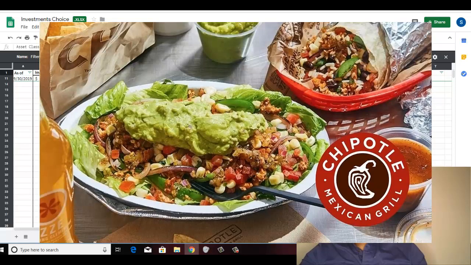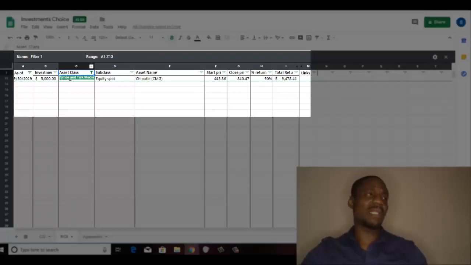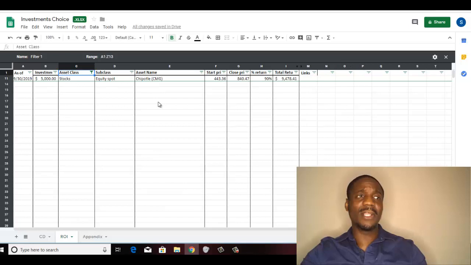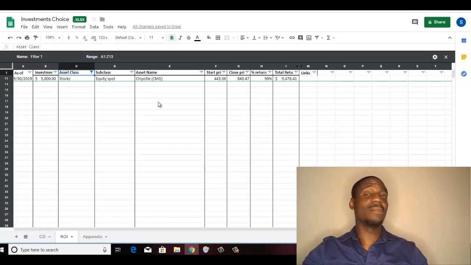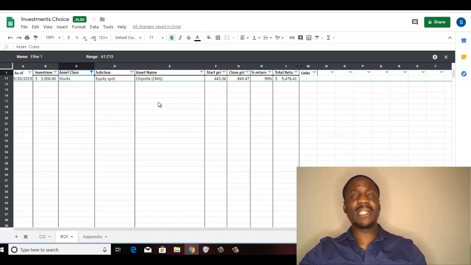Chipotle, CMG. If you invested in Chipotle this year, you would have made 90% on your money. That means if you invested $5,000 in Chipotle at the beginning of the year, you'd have had $9,400 by September. 90% return on your money. That is pretty damn good. Once again, we're going to go deeper into a lot of these investment assets in future videos, but I just want to give you an overview of what we're seeing here.